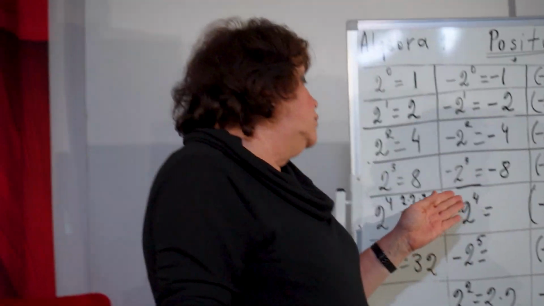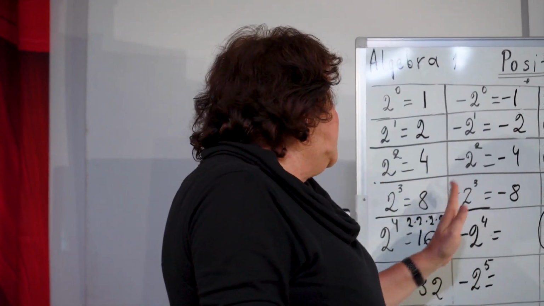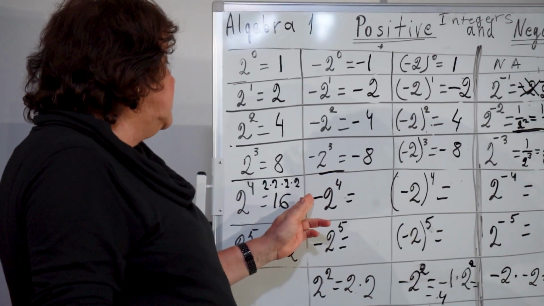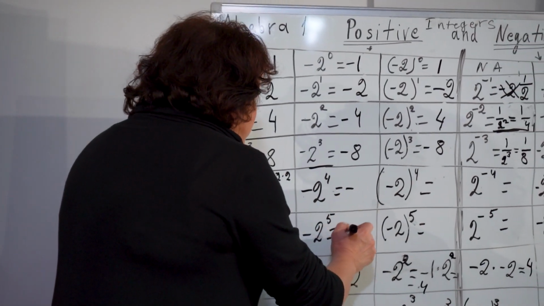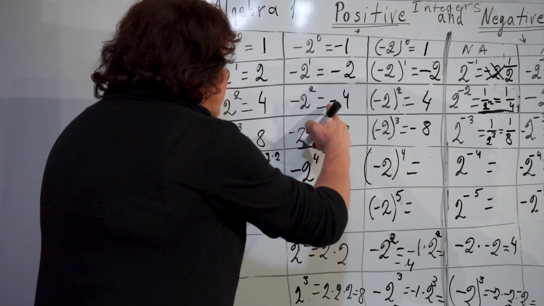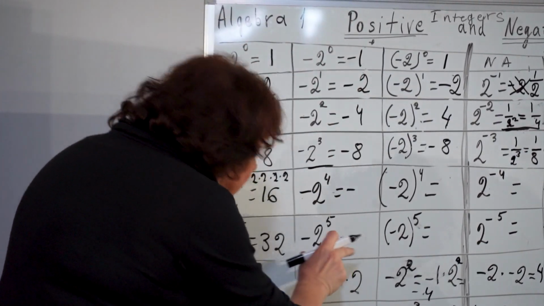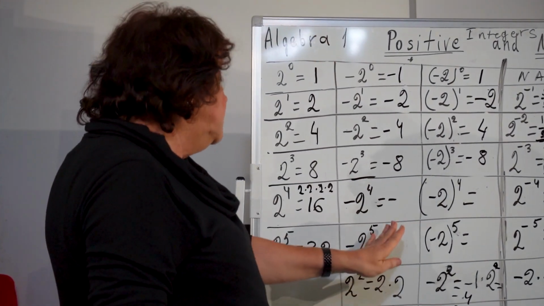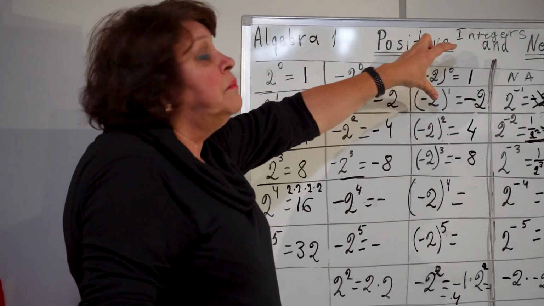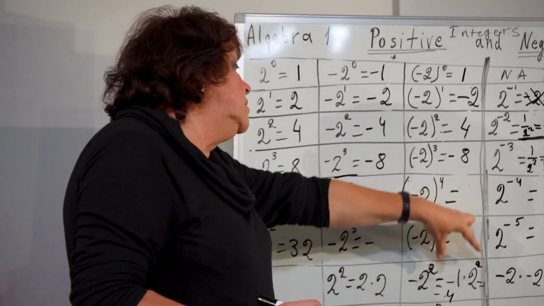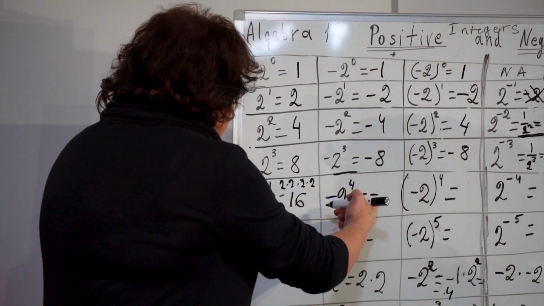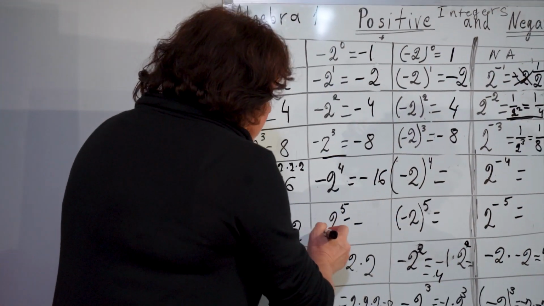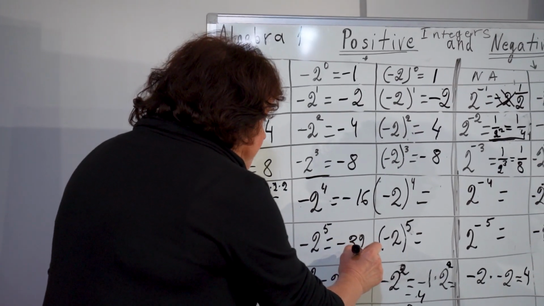Here it's easy too, no exponent, no parentheses, so it's very easy. The answers here are going to be always negative. Look here, negative, negative, negative, negative, negative. So the middle column is very easy. The first column and the second middle one, very easy. Complications we have only in the third column. So here is going to be negative 16, and here it's going to be negative 32.